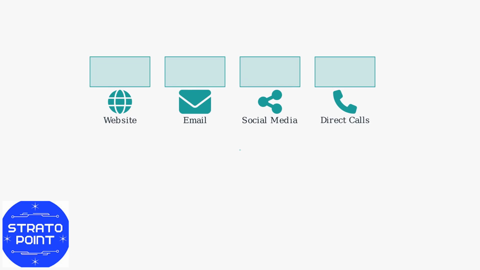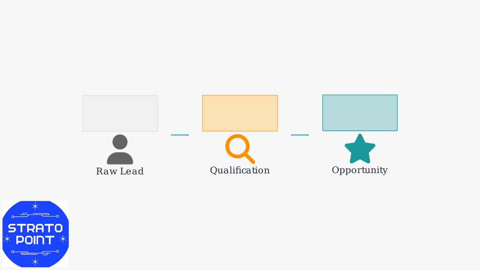Managing your sales process in Odoo CRM begins with capturing leads from multiple sources. These leads can come from your website, social media, email campaigns, or direct inquiries. Next, you qualify these leads to determine their potential value. Odoo CRM helps you assess lead quality through scoring and qualification criteria, then convert promising leads into sales opportunities.